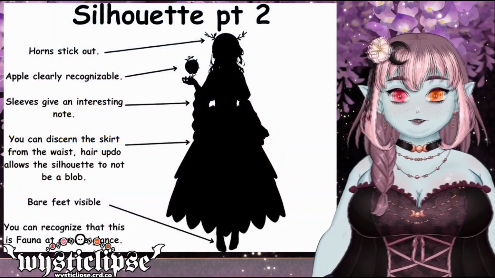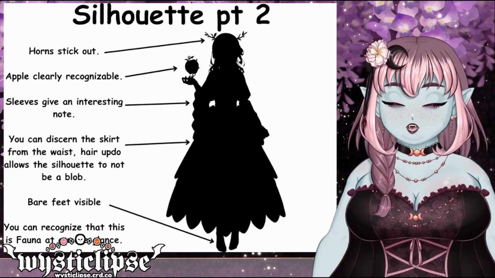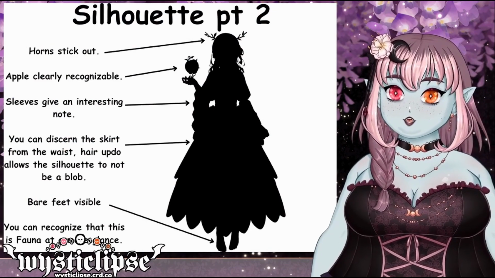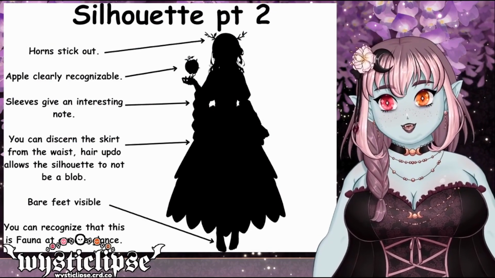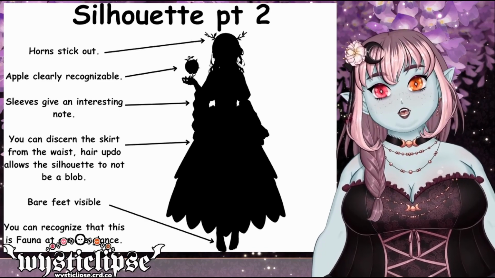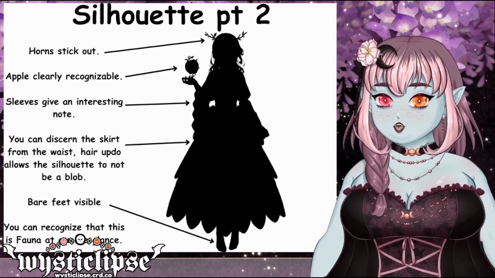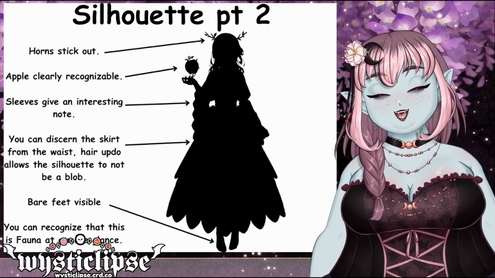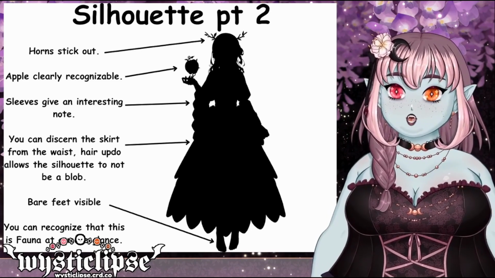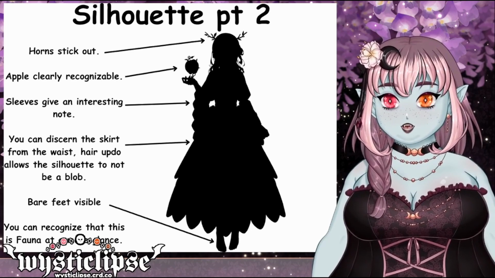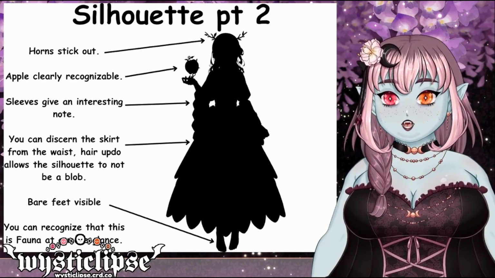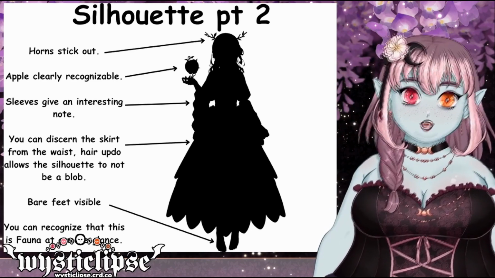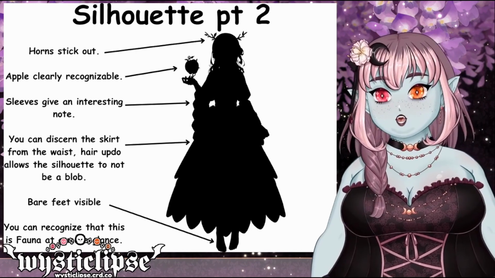So her silhouette is beautiful. Her horns stick out, giving her a unique look. Her apple is clearly recognizable. Her sleeves give some interesting look to her, like they kind of poof in and then poof out. That adds a little bit of interest. You can discern the skirt from the waist and the arms, and from the hair. Her hair being in a slight updo allows the silhouette to not be a blob.